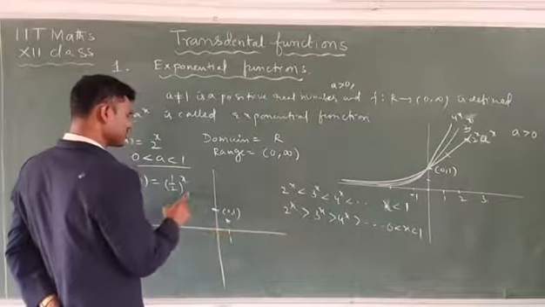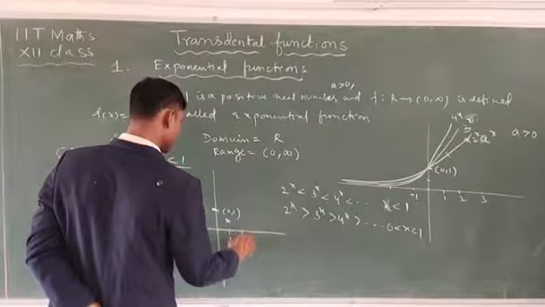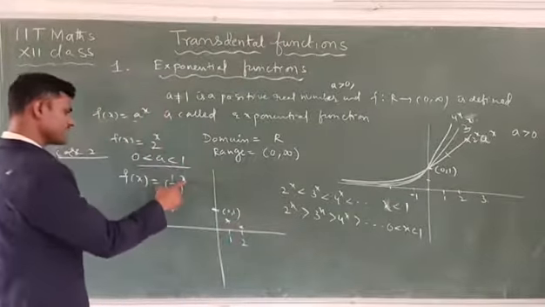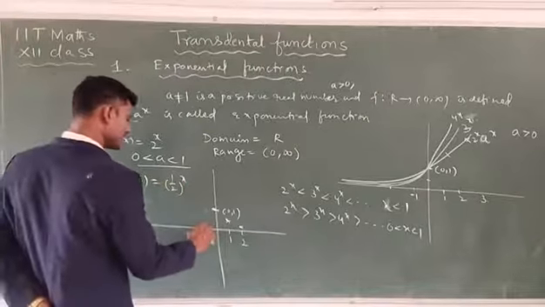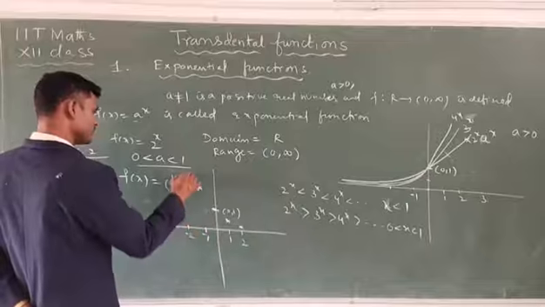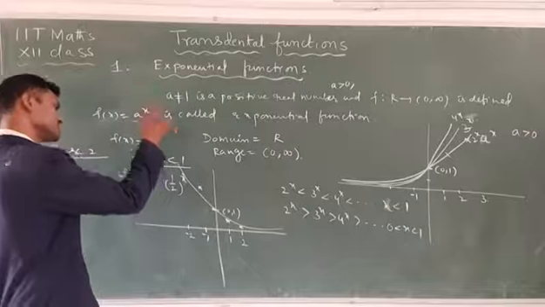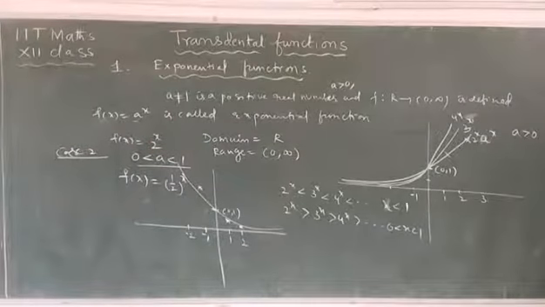Now you can write 1 by 2 squared, which means 1 by 4, which is 0.25. Now for minus 1, this is 2, and for minus 2 this is 4. Okay, now you can write this like the graph.